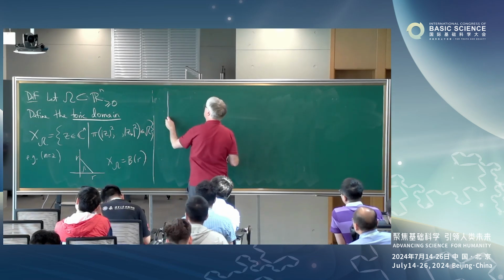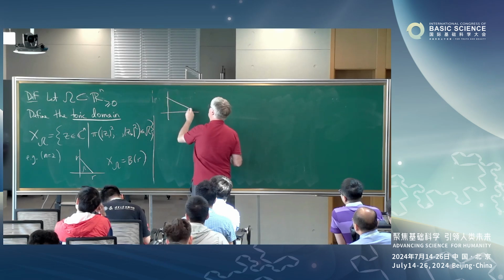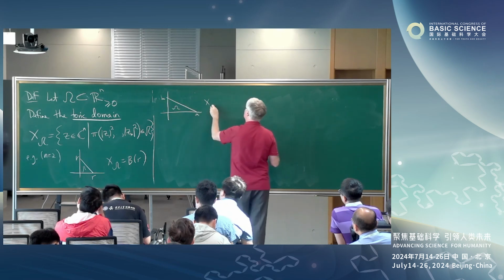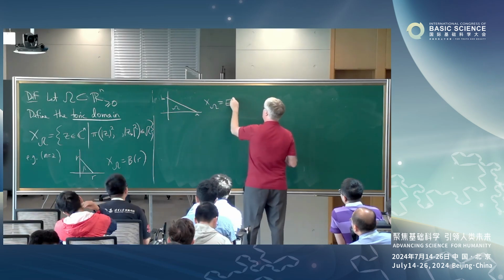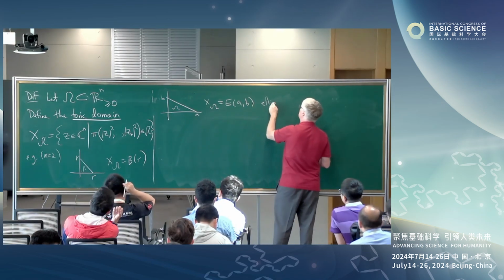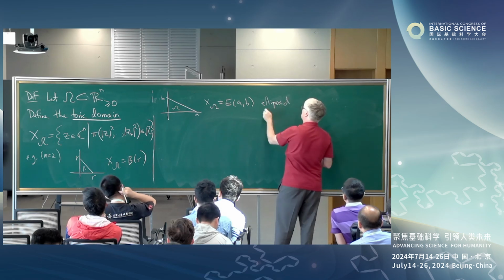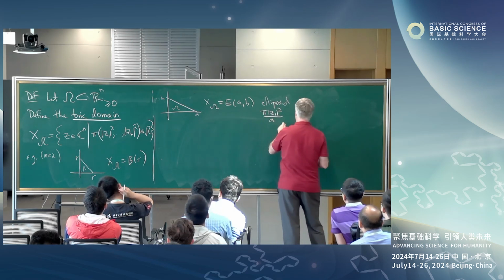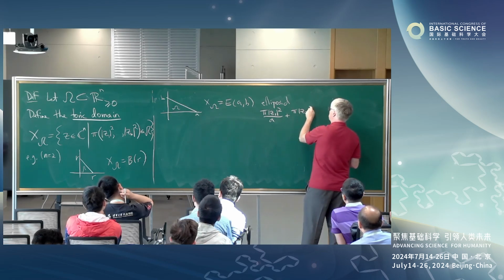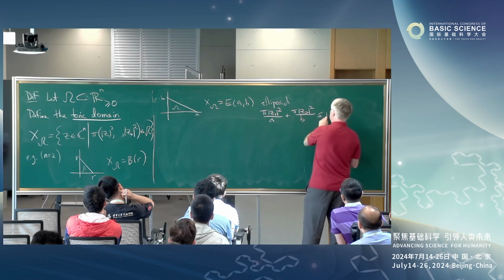If you take a triangle with side lengths A and B more generally, then this is an ellipsoid, which we denote by E(A,B). So it's pi times |z1|² over A plus pi |z2|² over B is less than or equal to 1.